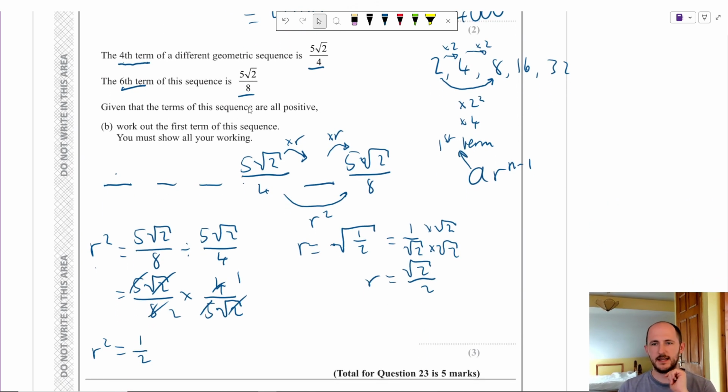Now, it did say, given that all of them are positive, why did they tell me that? Well, there is something I neglected to mention. Technically, all of this is plus or minus, because when you square root something, it can be plus or minus. But if they're all positive, it means my ratio has to be positive. Because think about it, right? If I'm timesing by a positive number all the time, my sequence will always stay positive. If I'm timesing by a negative, it will flip between positive and negative answers.